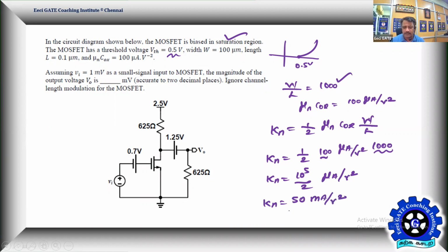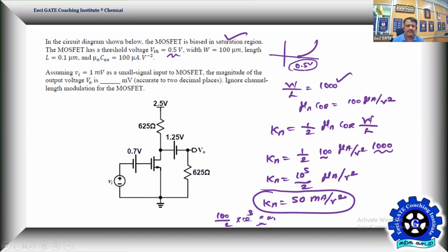Let me check. It is going to be 100 by 2 into 10 power 3, into micro. Seems to be fine, it's milli. So 50, yes, that's your K. So the Kn of this NMOS is known and the threshold voltage is known, 0.5 volts.